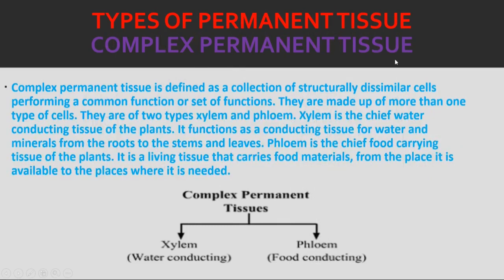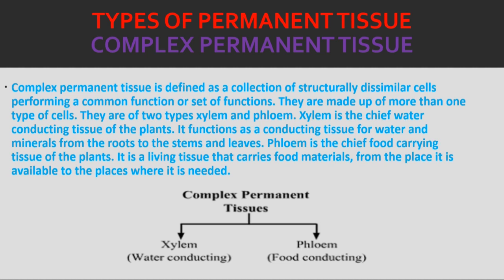These are the types of complex permanent tissue. Complex permanent tissue is defined as a collection of structurally dissimilar cells performing a common function or set of functions. Structurally dissimilar means the cells of the complex permanent tissue are not similar to each other; they are dissimilar in nature, yet they perform a common function or set of functions. They are made up of more than one type of cell.